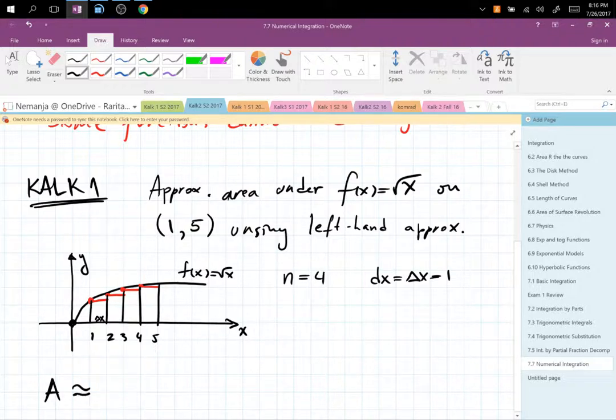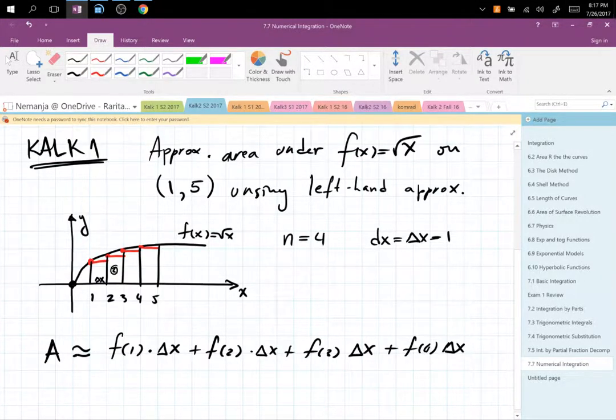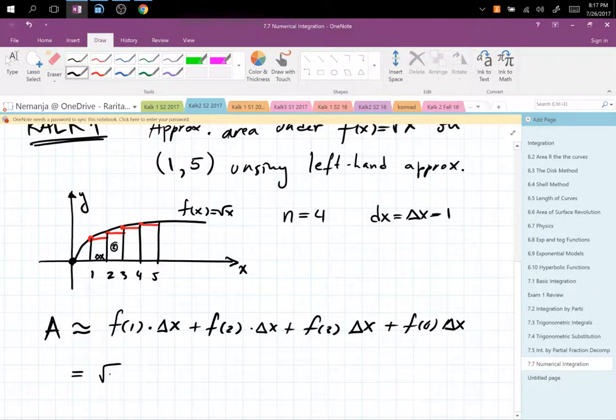So the area is approximated by square root of 1 times 1. That's the height of the first rectangle is 1, because square root of 1 is 1. And then dx is 1. So that's the area of the first rectangle, plus the next rectangle, rectangle number 2, is the square root of 2 times delta x, which is 1. Actually, let me write the formula first. So it's going to be f of 1 times delta x plus f of 2 times delta x plus f of 3 times delta x plus f of 4 times delta x. And the function is square root of x. So we can factor out delta x, right?